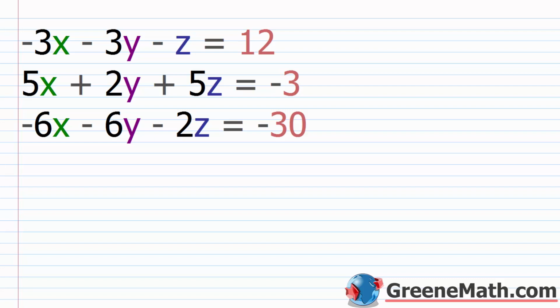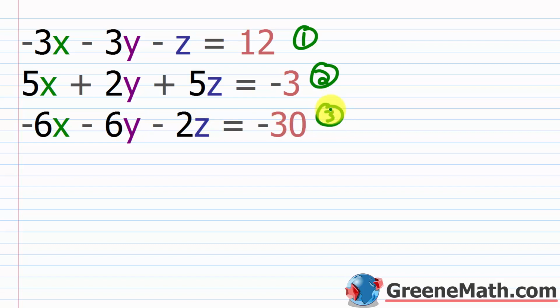So let's go ahead and look at this guy right here. So we have negative 3x minus 3y minus z equals 12. So let's say this is equation 1. We have 5x plus 2y plus 5z equals negative 3. This is equation 2. We have negative 6x minus 6y minus 2z equals negative 30. Let's say this is equation 3.